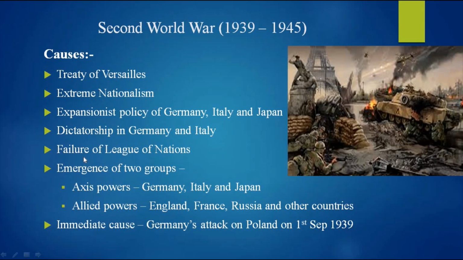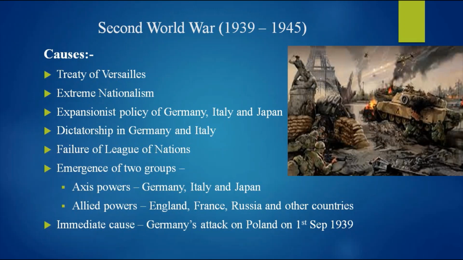And failure of the League of Nations. After the First World War, to stop future wars, the League of Nations was established. Here, the main reason for the failure of the League of Nations was that America was not a member. The big country America was not a member of this League of Nations. And also, to stop the expansionist policy of Germany, Italy and Japan, the League of Nations didn't have its own army. So there is a problem.